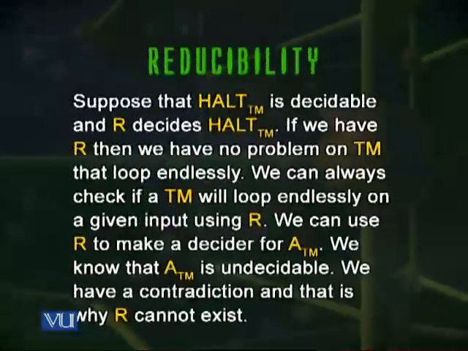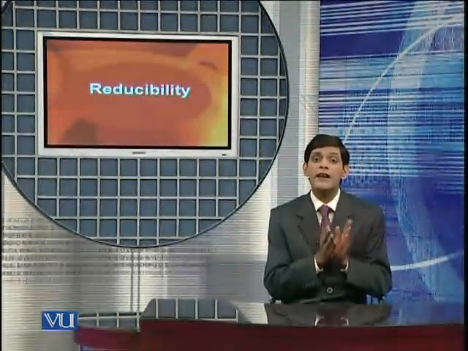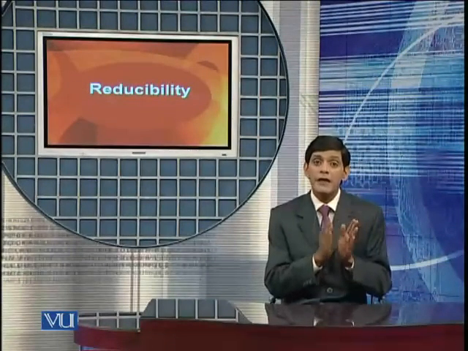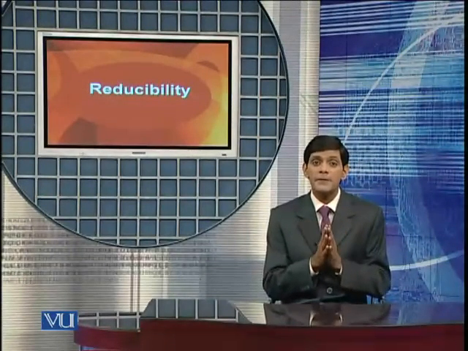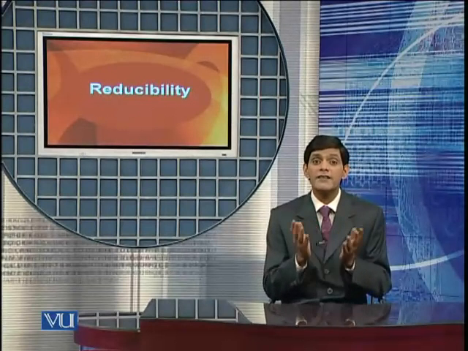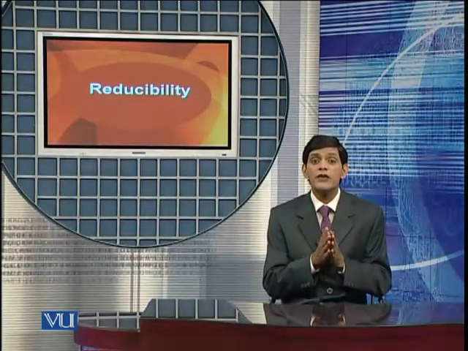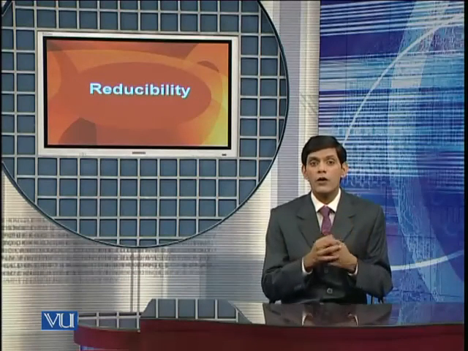Let's have a closer look at this proof. Suppose that HALT_TM is decidable. Then there's a Turing machine R such that R of M, w is going to accept if M halts on w, and it's going to reject if M does not halt on w. So R is going to be quite an amazing machine. Given a Turing machine M and w, it will be able to tell us whether M will halt on w. If M halts on w, it will say accept. If M does not halt on w, it will say reject. Furthermore, this Turing machine R will itself always halt.